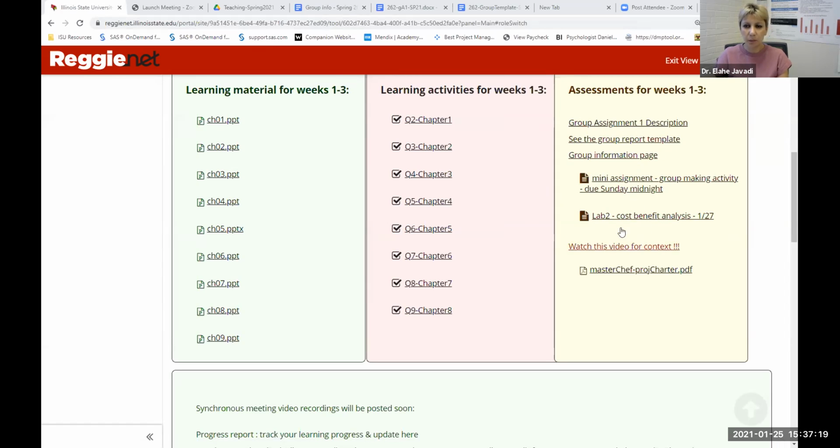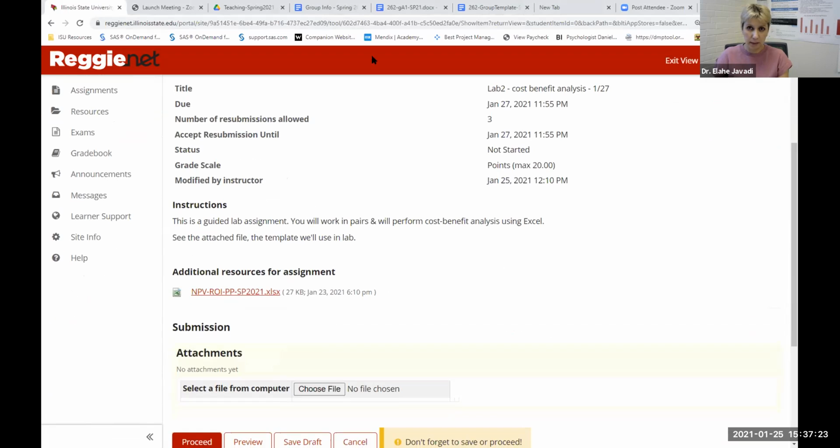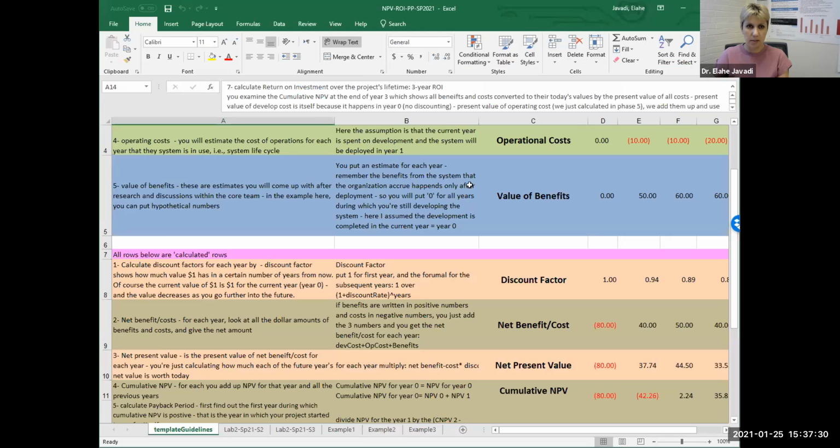I'm going to give everyone 5 minutes to go ahead, download the Excel worksheet and be in a place like I have here. This is the worksheet.